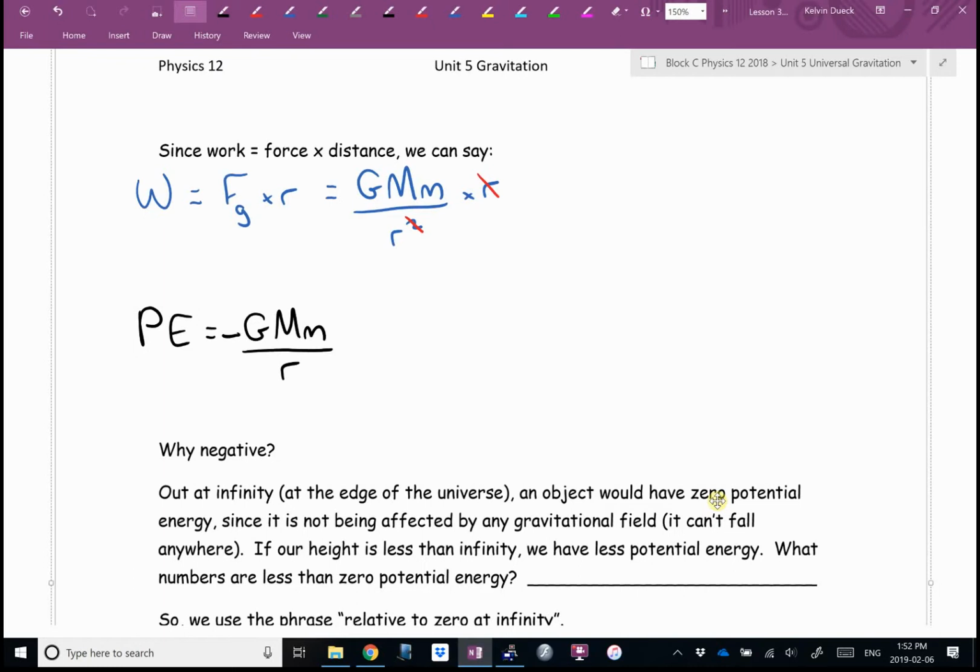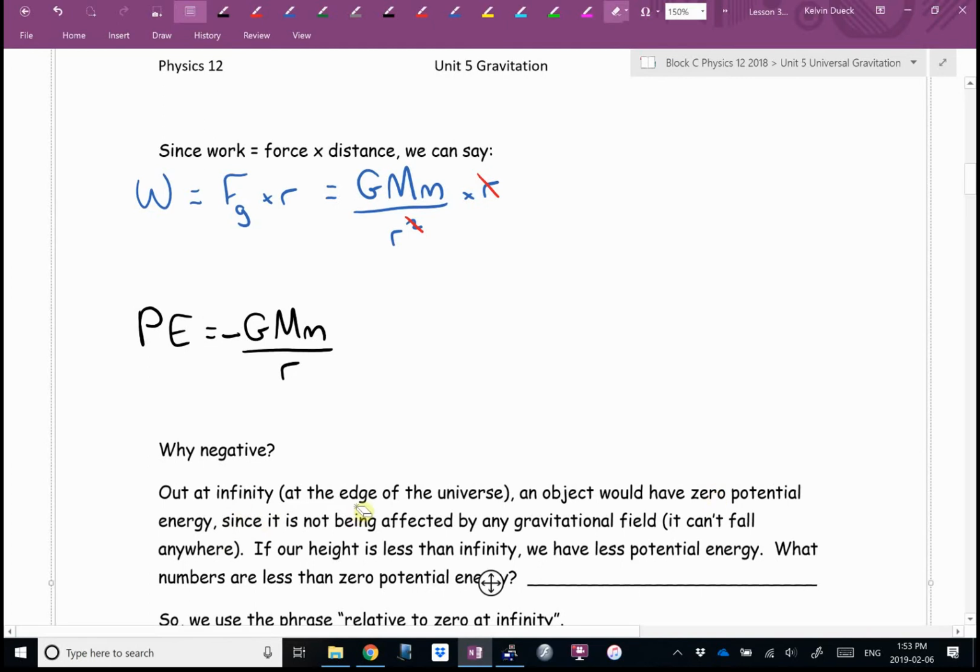Okay. To get there, I would need to move away from Earth, and I would have to add energy. Is that the argument? If I have to add energy, that means right now I have less energy than out at infinity. How much energy do I have out at infinity as a number exactly? Zero. What numbers are less than zero? Okay. So we're going to define zero energy to be out at infinity.